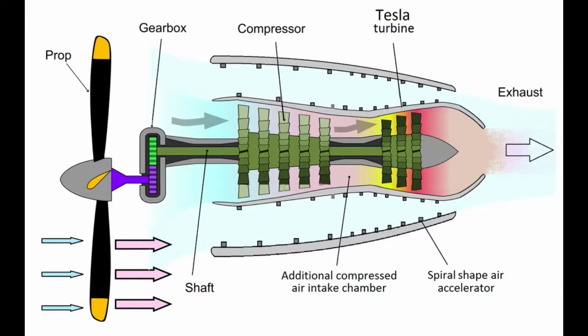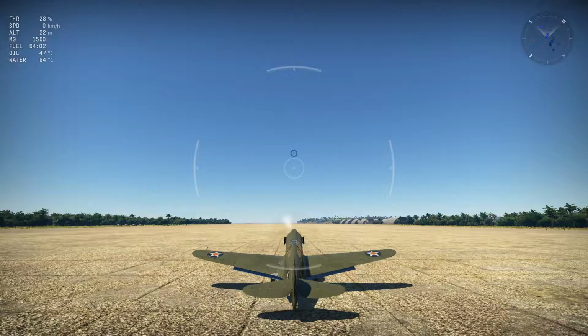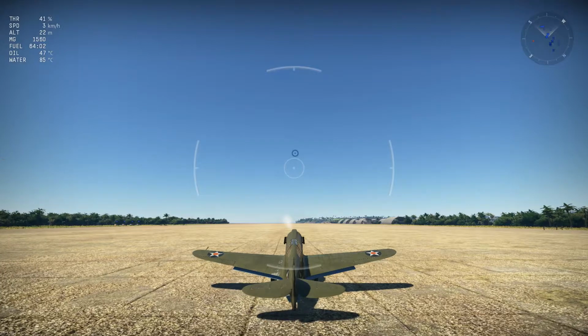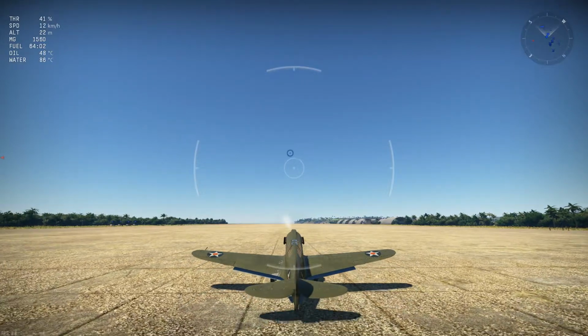In a turboprop engine, turbines are used to accelerate air through a compressor, which is then ignited along with fuel, which then travels to another set of fans, which then rotate the shaft. The shaft is then attached to a gearbox, which rotates the propeller.